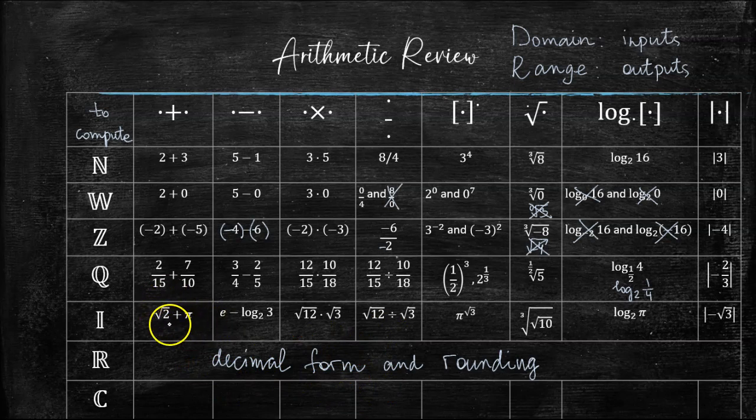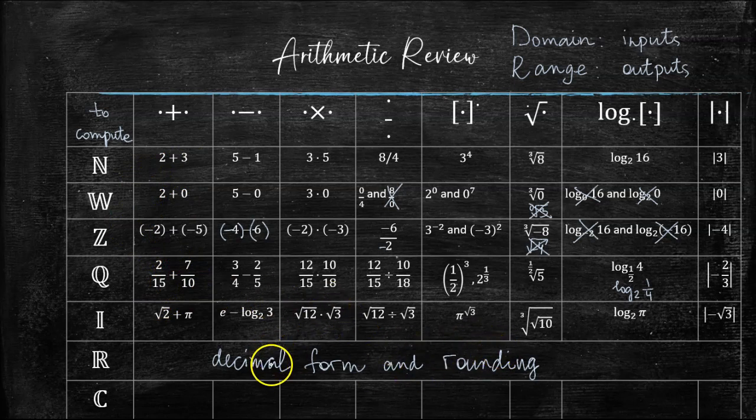So that means there are no special rules for adding square root of 2 and pi. How do you add it? Well, you write square root of 2 in decimal form, rounded to the nearest thousandth. Then you write pi in decimal form, rounded to the nearest thousandth. And then you add those two numbers just like you add natural numbers or rational numbers.